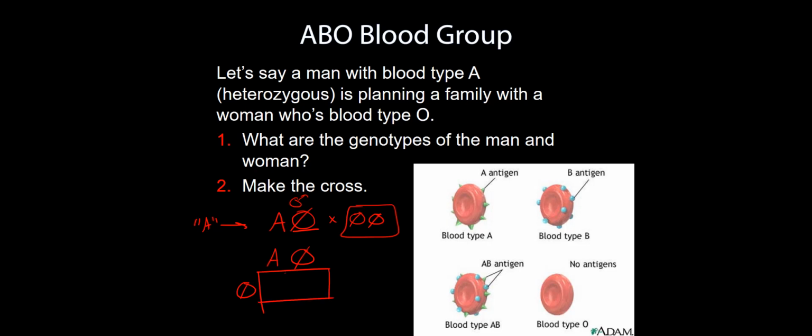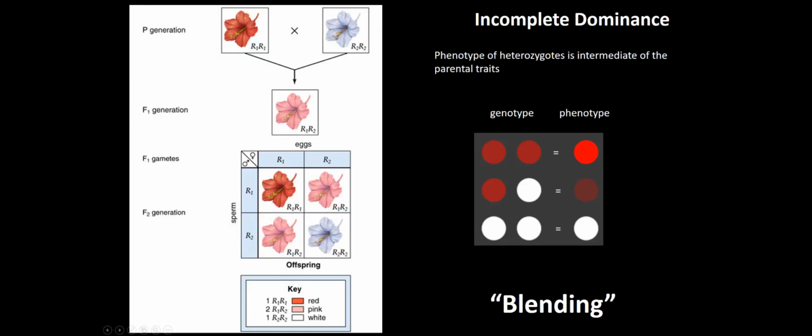Okay, so do the cross, and what are the chances? You either have AO or OO. So the children have a 50% chance of having A-type blood and a 50% chance of having O-type blood. All right, great. So that was all codominance.